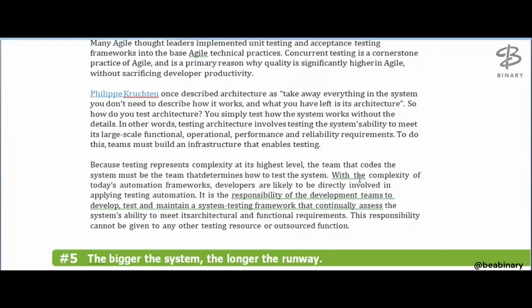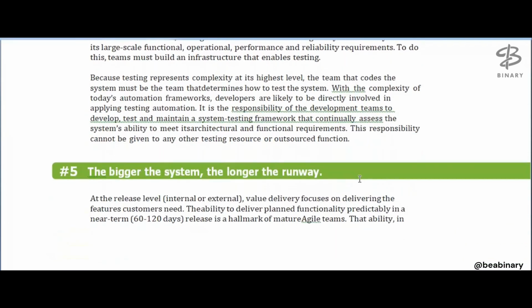With the complexity of today's automation frameworks, developers are likely to be directly involved in applying test automation. It is the responsibility of the development team to develop, test, and maintain a system testing framework that continually assesses the system's ability to meet its architecture and functional requirements. This responsibility cannot be given to any other testing resources or outsourced function.